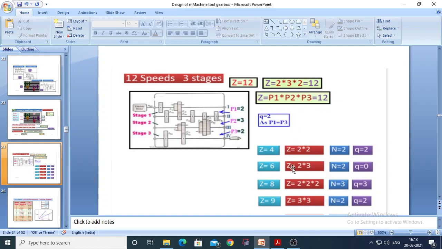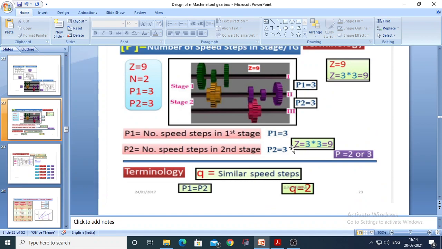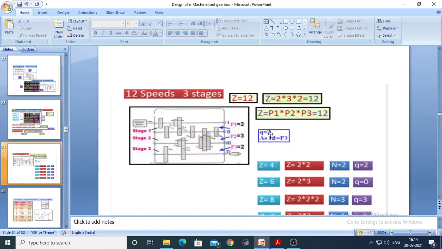Okay, in a similar way I will give some examples. Before going into that, you have to calculate the similar speed steps again. Q is equal to 2 here, with similar speed steps in P1 and P3. We can write P1 is equal to P3. Check that P1 is equal to P3. We have drawn the same here also, if you have checked.